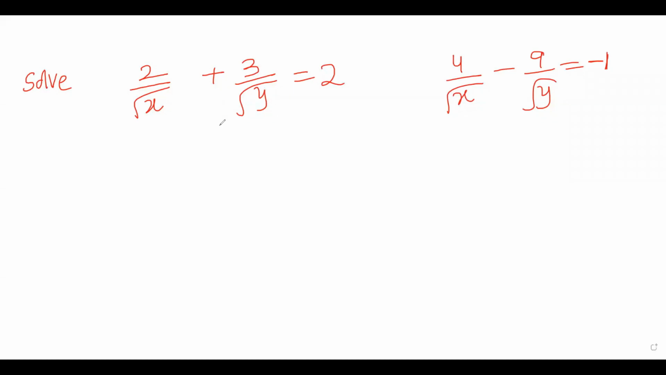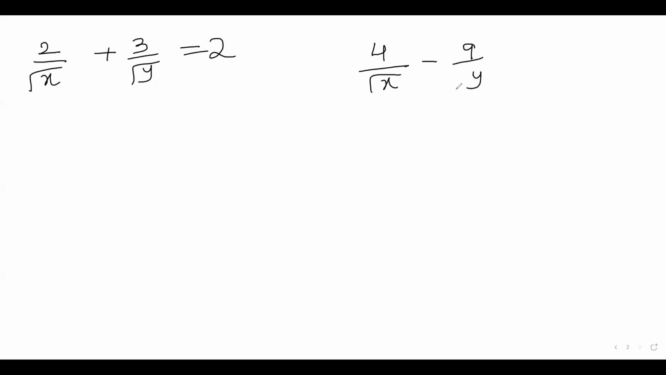Okay. Here two linear equations are given. He is asking us to solve and find x and y values. Let us write these equations in the next page. The given equations are 2 by root x plus 3 by root y is equal to 2, 4 by root x minus 9 by root y is equal to minus 1. These are the two equations.